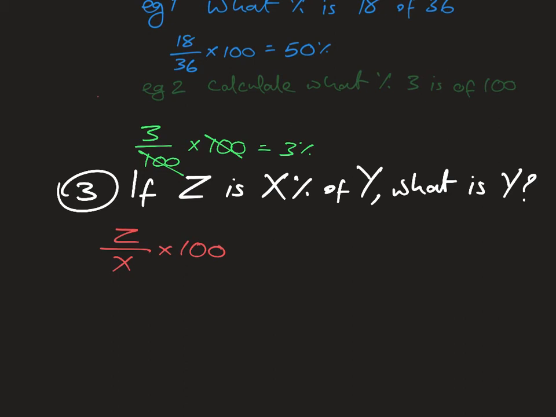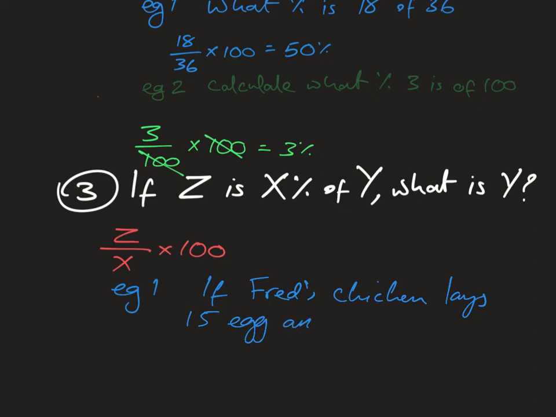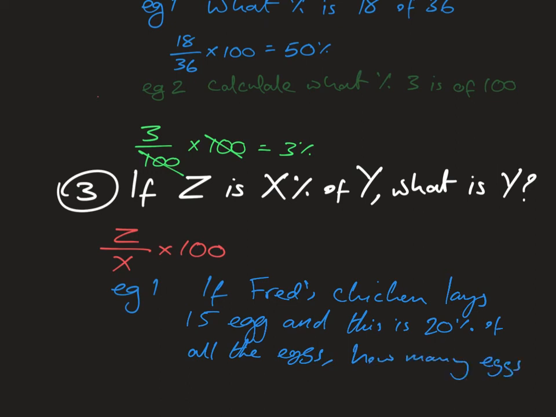Here we go. Let's have an example. Example 1. We could say if Fred's chicken lays 15 eggs and this is 20% of all the eggs, how many eggs are there in total?